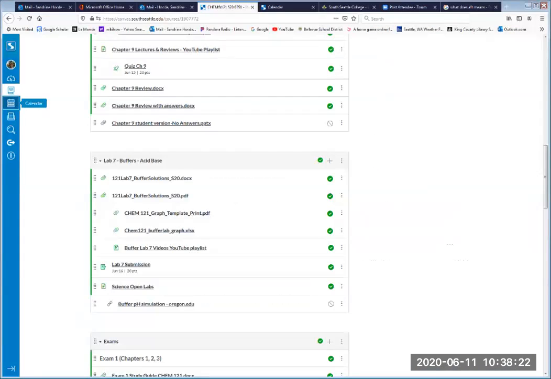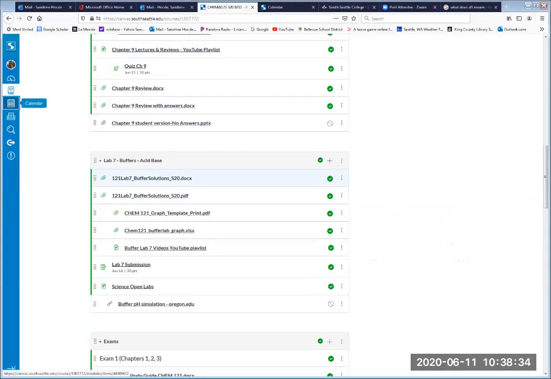So here I'm showing you the Canvas page, our Canvas page where you have the lab 7 buffer and acid bases. As always, you have the documents in Word for the lab report, if you'd like to type in your answers, and I would recommend that. This time you can use that. There is the PDF if you prefer to print, and that's fine too.